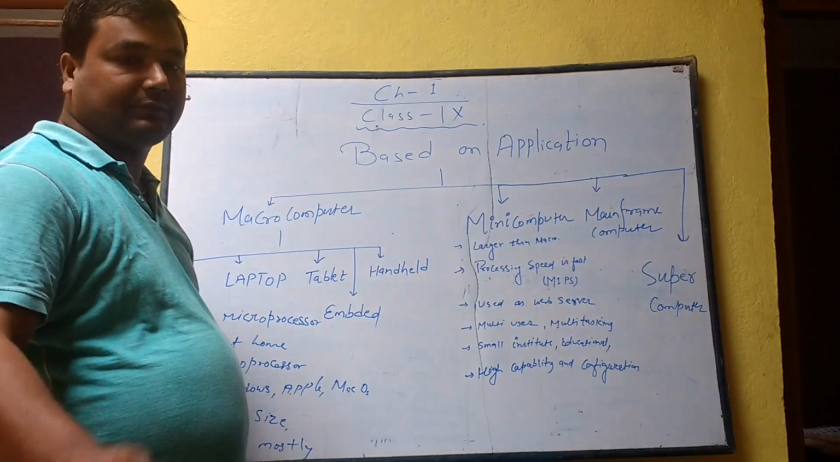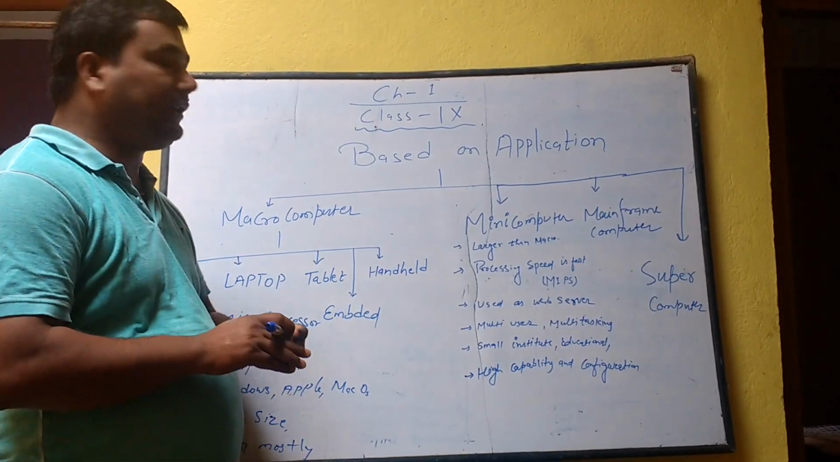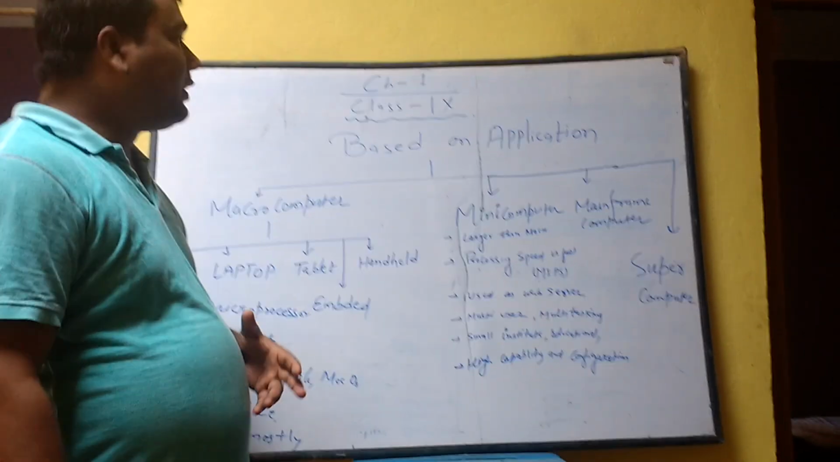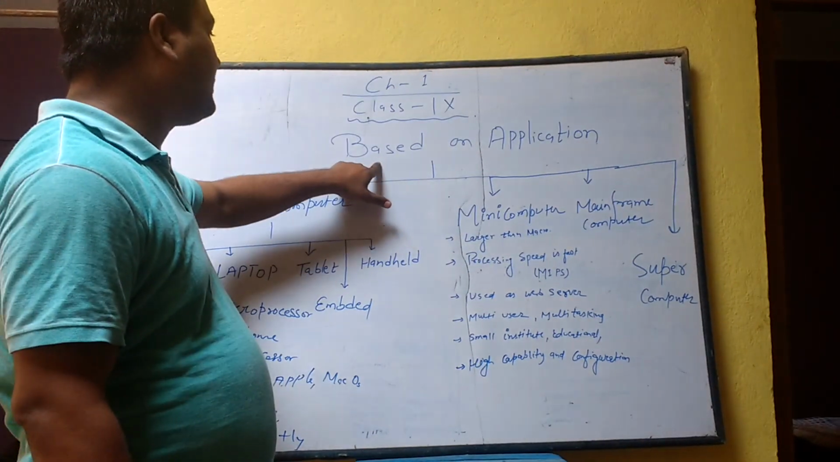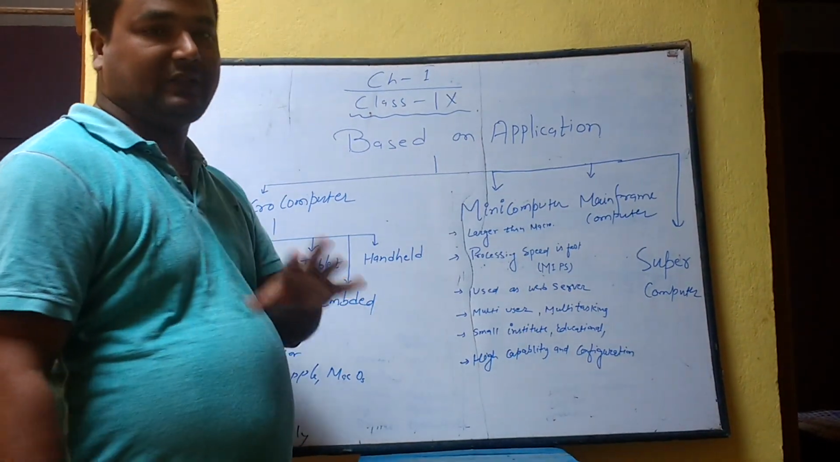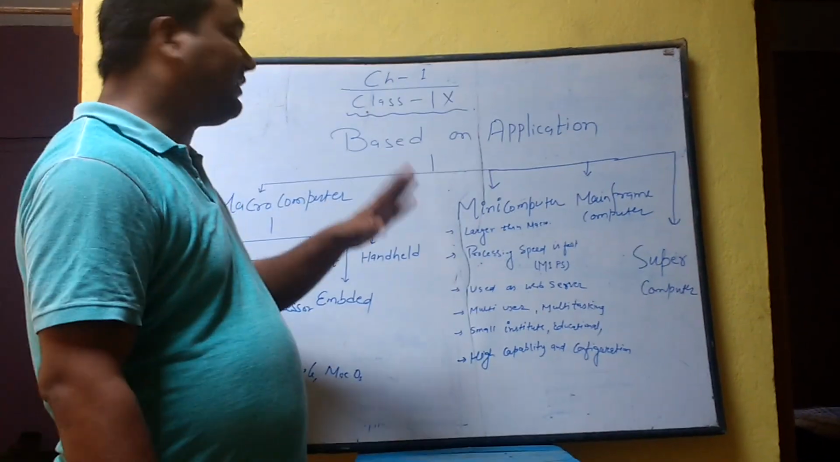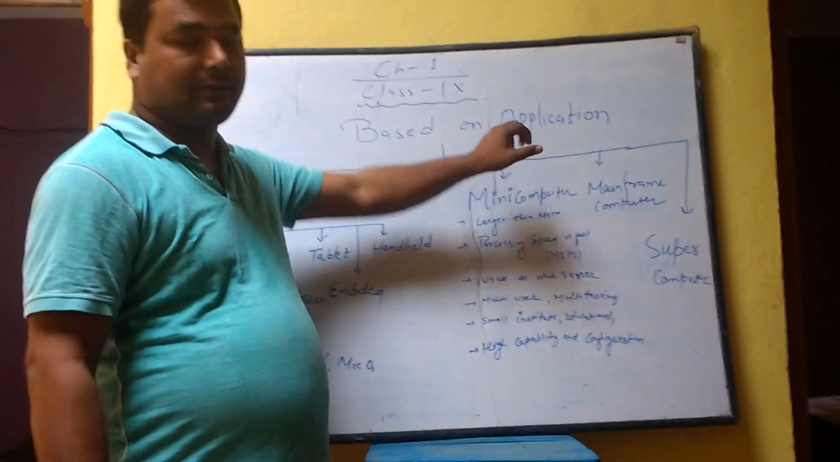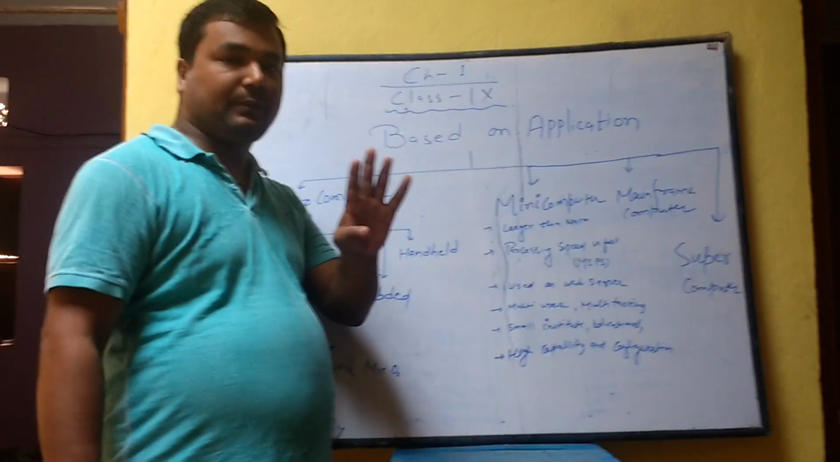Okay students, yesterday I taught you about the types of computer based on principle. Today we will discuss the types based on application, and I think this is the last topic of chapter 1. Okay, so you can see, based on application, there are 4 types of computer.